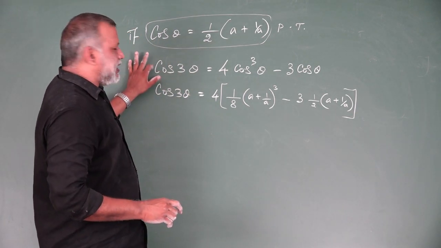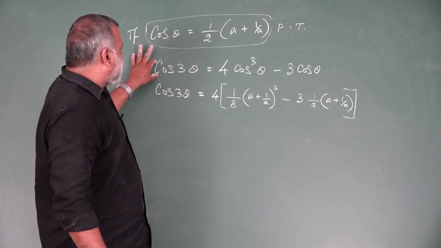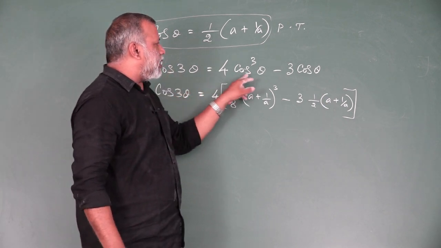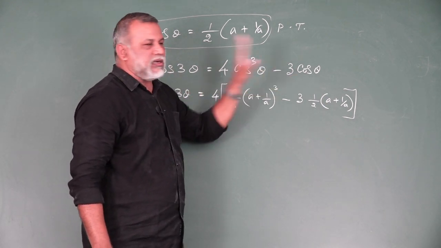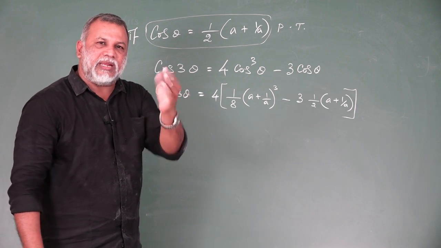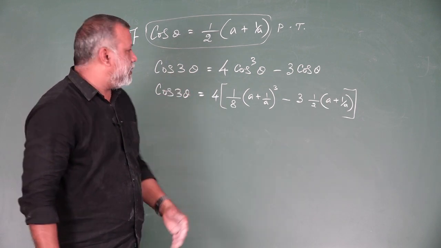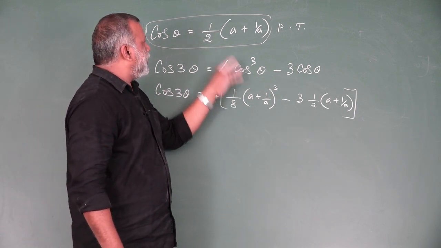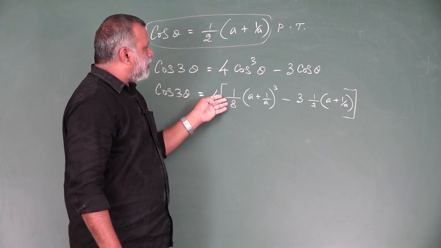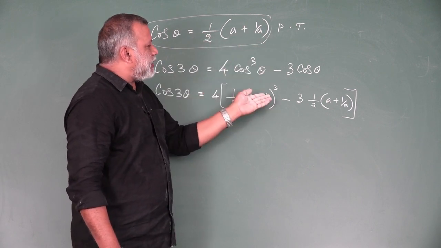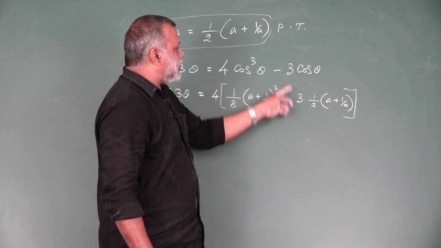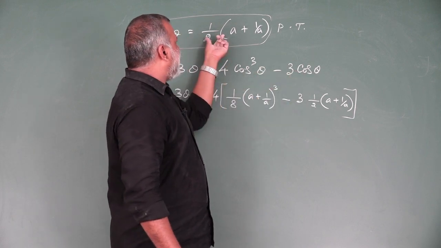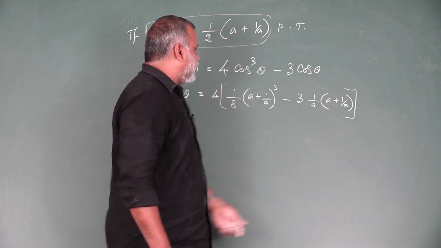So we need the cos 3 theta formula. Cos 3 theta is equal to 4 cos cube theta minus 3 cos theta. That is the multiple angle identity we already have. Then substitute cos cube. That means 1 by 2 whole cube means 1 by 8, times a plus 1 by a the whole cube. Minus 3 is the coefficient. Once again substitute the value half into a plus 1 by a.